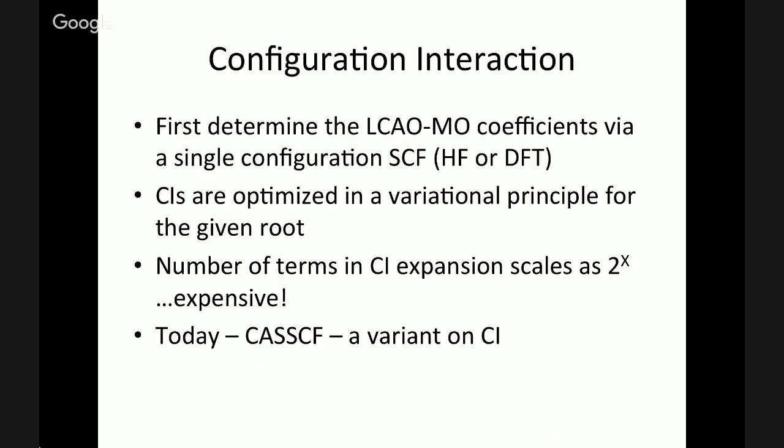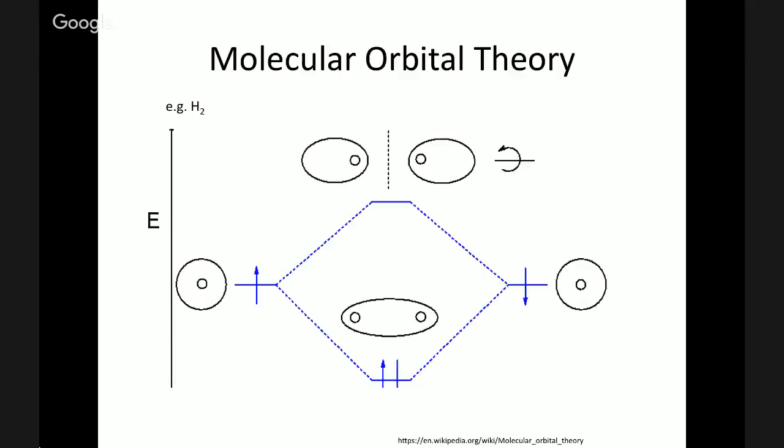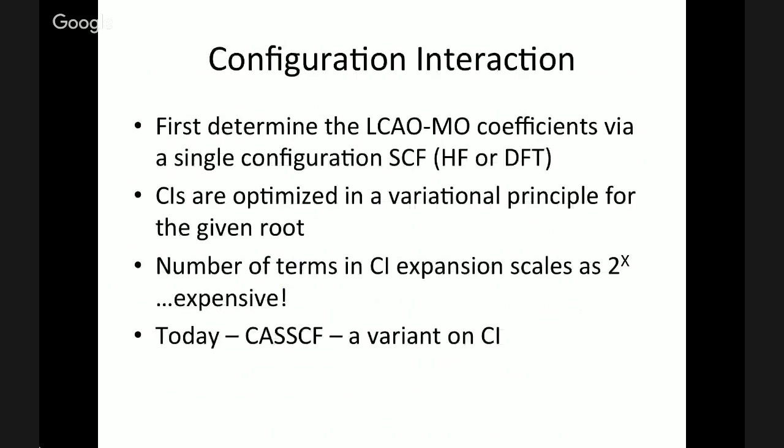So there are computationally less demanding ways of solving this, including CAS-SCF, which stands for complete active space self-consistent field. That's what we're going to focus on today, and that's the method that we're going to utilize for the project. So we're going to go into how to set up these calculations and how to actually do them.